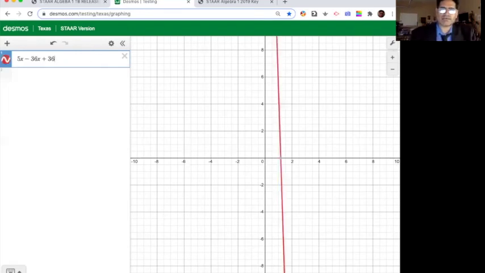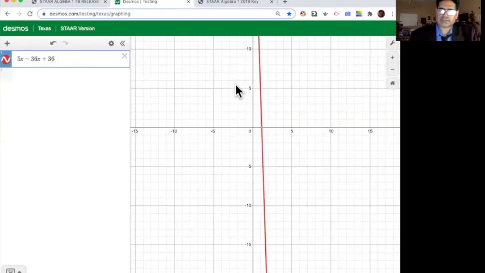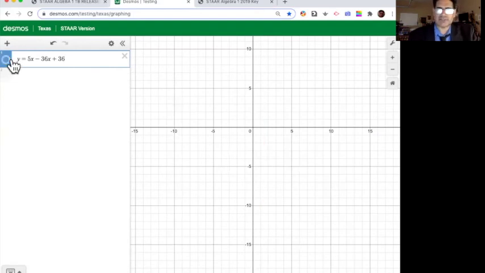Okay, so this gave us a line. Let us see what happens when you do y equals. Yeah, it's the same. So it's putting it in that y equals format. All right, so you may not need to put it in y equals format. I like to do that in case I don't get the graph. So in this case, I got the graph.